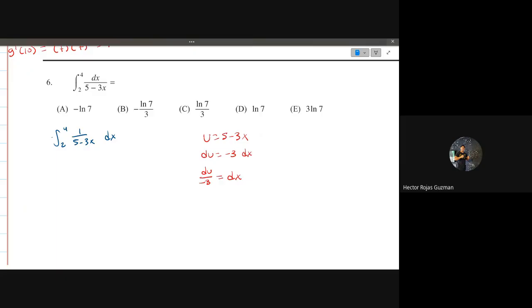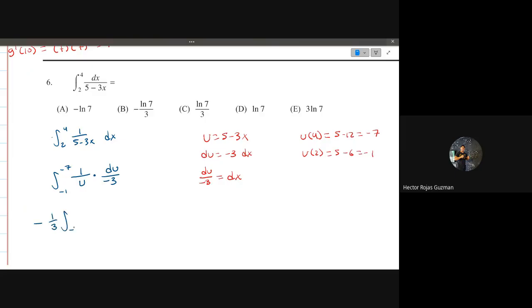Okay. Also, we're going to change our limits of integration. u of 4 is 5 minus 12, which is negative 7. u of 2 is 5 minus 6, which is negative 1. So my new integral is the integral from negative 1 to negative 7 of 1 over u times du over negative 3. Okay. We're going to take out the negative 1/3.